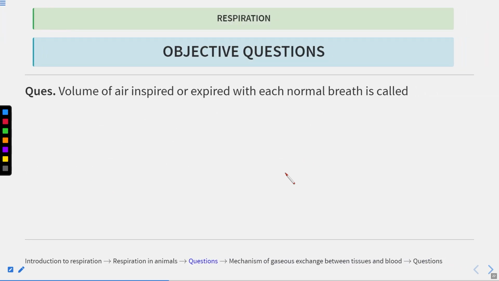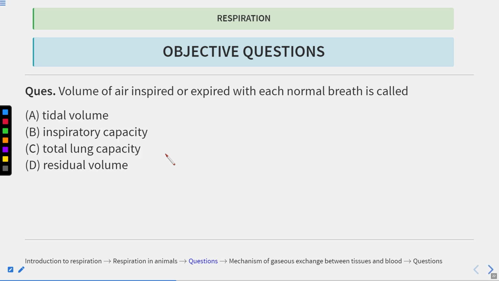Now let's move on to the next question. The volume of air inspired or expired with each normal breath is called. Here we are talking about inspiration and expiration. Inspiration is the taking in of oxygen rich air, and expiration is the exhaling or eliminating of the oxygen poor air, or you can say carbon dioxide rich air. This carbon dioxide is produced by the process of respiration happening within the cells, also known as cellular respiration.